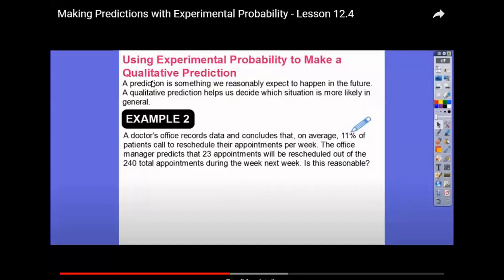Okay, in the next part, we want to know how to use experimental probability to make a qualitative prediction. A prediction is something we reasonably expect to happen in the future. A qualitative prediction helps us to decide which situation is more likely in general. So you want to differentiate between two different events and decide which situation is more likely. How we are going to decide depends on the prediction.